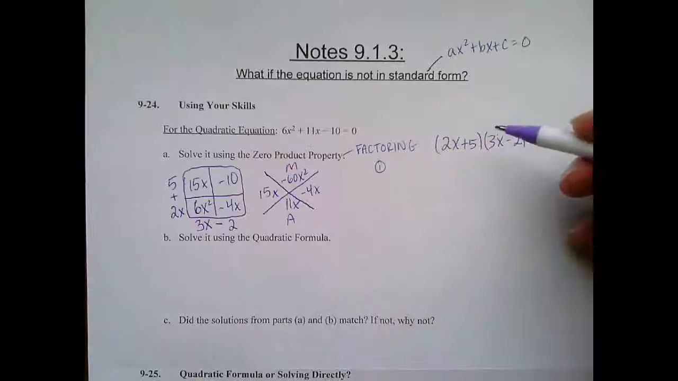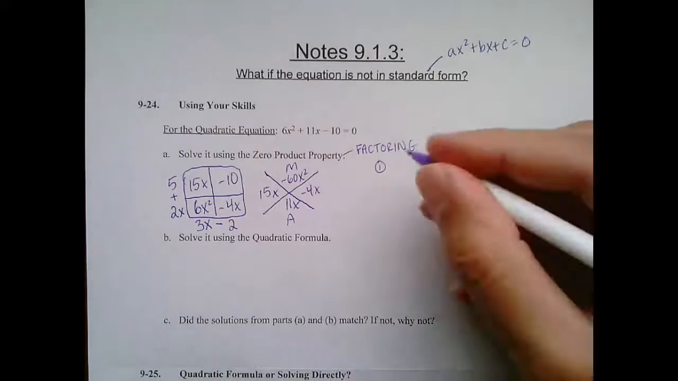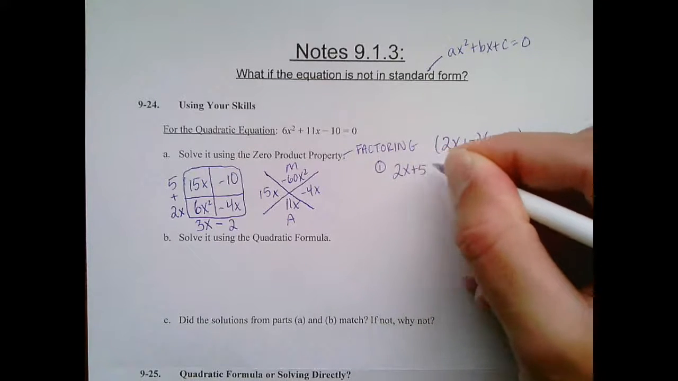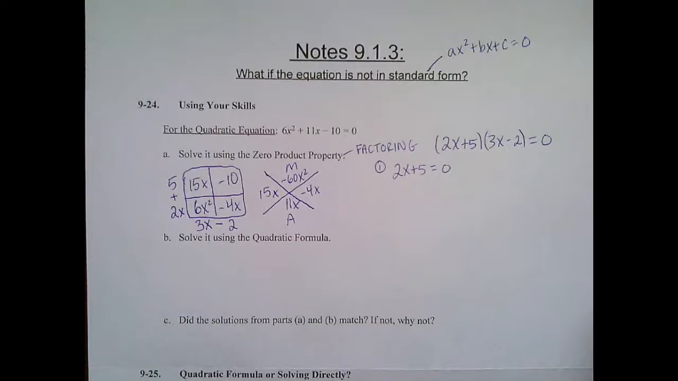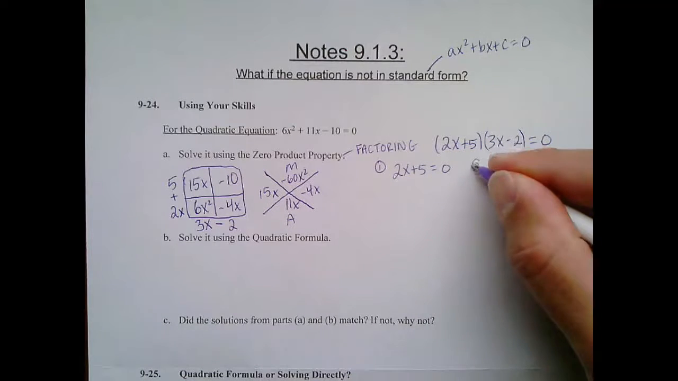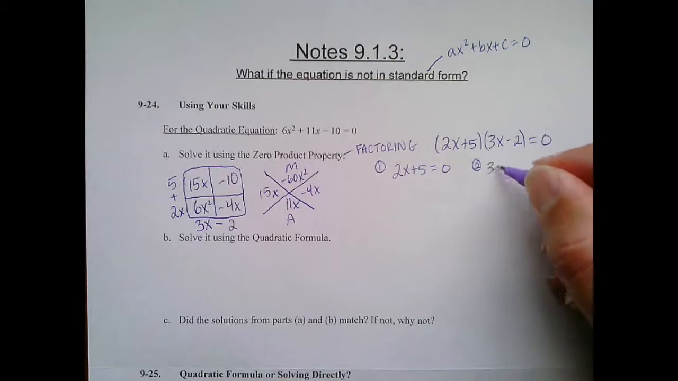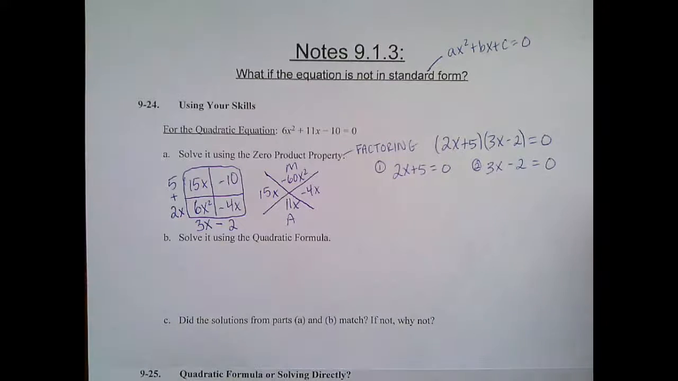So the first one I have is if this times this equals 0, then it could be the case that 2x plus 5 is equal to 0. But does it have to be that 2x plus 5 is 0? No. The second one you have is it could be 3x minus 2 could be the one that's equal to 0. So then just solve it.